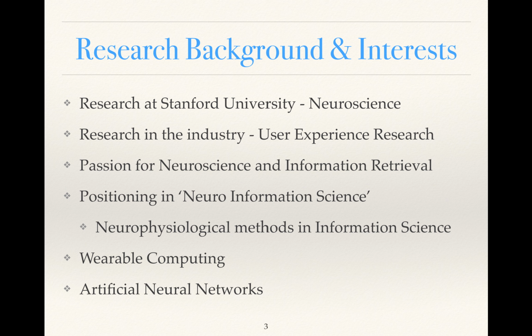At the same time, I was also pursuing my bachelor's in cognitive psychology and statistics, and then after which I continued pursuing my master's in human-computer interaction, and that's the first time I got introduced to conducting research in the industry, where I got an internship at Yahoo, and I've been working in the industry since then.